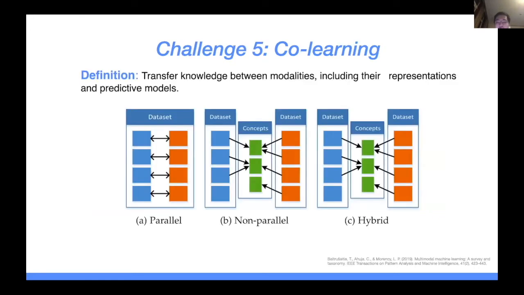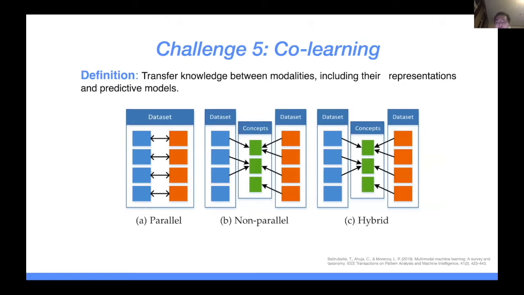The fifth challenge is to transfer knowledge between modalities, their representation, and their predictive models. Co-learning explores how knowledge learned from one modality can help a computational model trained on a different modality, particularly when one of the modalities has limited resources, such as annotated data or noisy input. In parallel data in the leftmost figure, both modalities share a set of instances, for example, audio recordings with the corresponding videos. On the other hand, non-parallel methods don't require the modalities to have shared instances, but only shared categories or concepts.